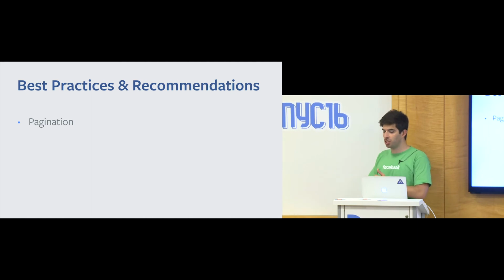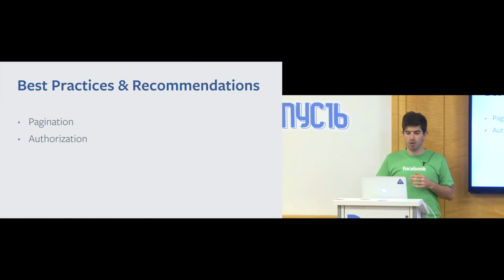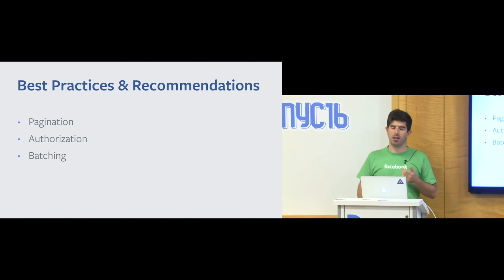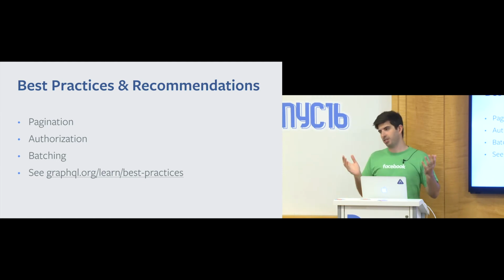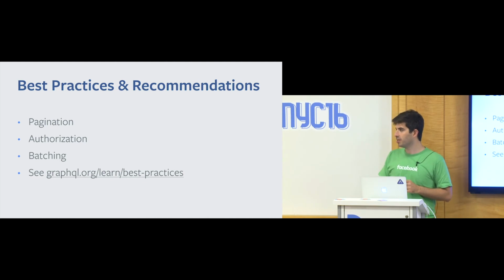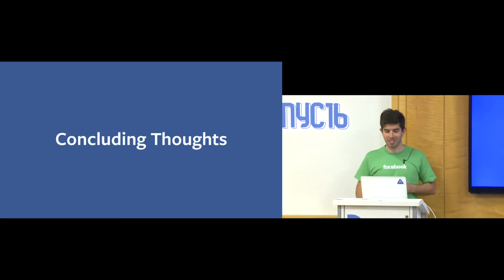They cover pagination, authorization, which was completely not covered in anything I talked about here, but is relatively interesting when you no longer have routes. Batching, which is just an efficiency gain, but it's covered in there. And these are all on the graphql.org website. There's a section under best practices. Honestly, just read the whole website if you're interested in this. It's a good read.